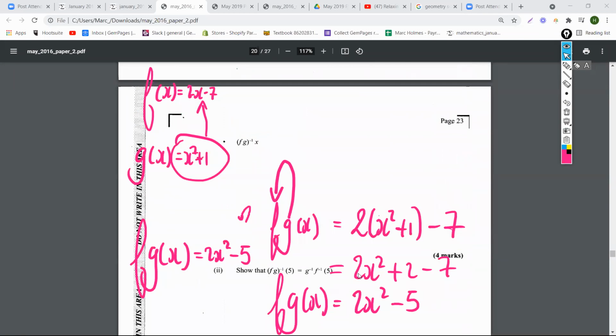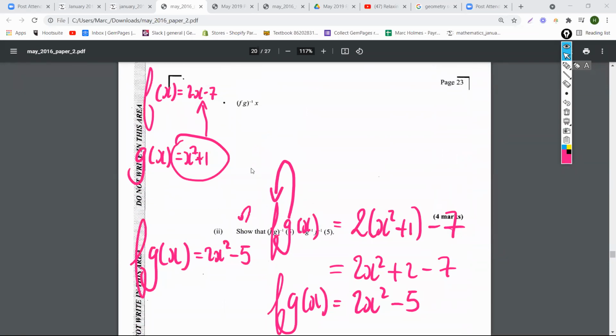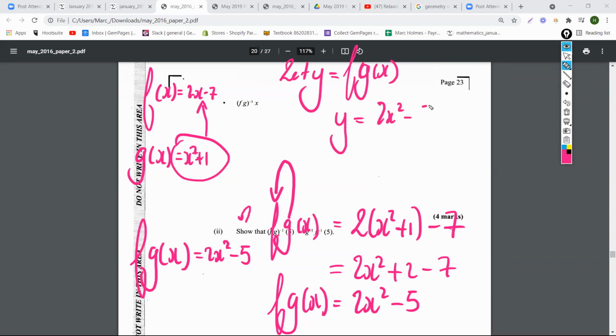So the next thing says find the inverse of f g of x. So we need to find the inverse of that. How do we find the inverse? Remember, we just found fg of x. We're going to use the same steps to find the inverse. Let y be equal to fg of x. So y is going to be equal to 2x squared minus 5.